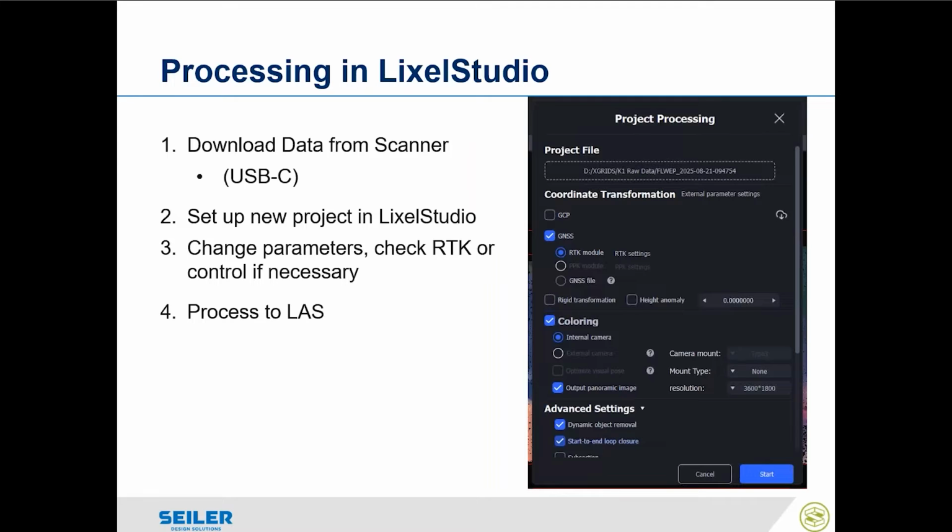So processing, again, we're going to download the scanner. Once the scan is done, there's a micro SD card on the scanner, or we can hook it up to USB-C and download the raw data. Every scan is its own independent folder. We set up a new project in LixelStudio. We add things like our RTK settings. We make sure we can do a transformation to a coordinate system that we need. Otherwise, it's going to be in a UTM coordinate system, and then we'll process that to a LAS.